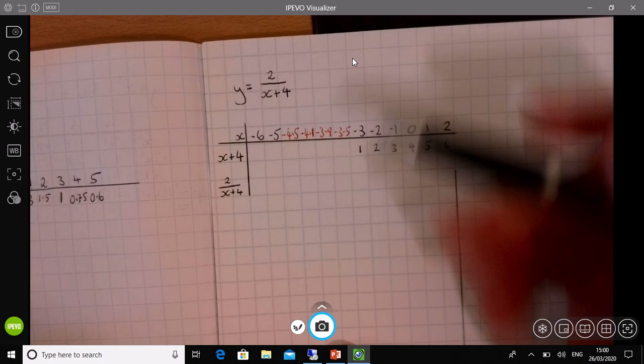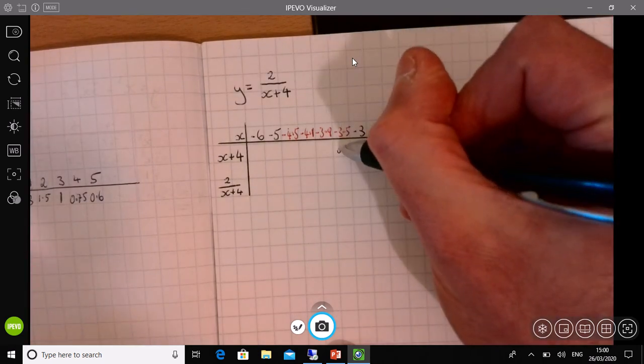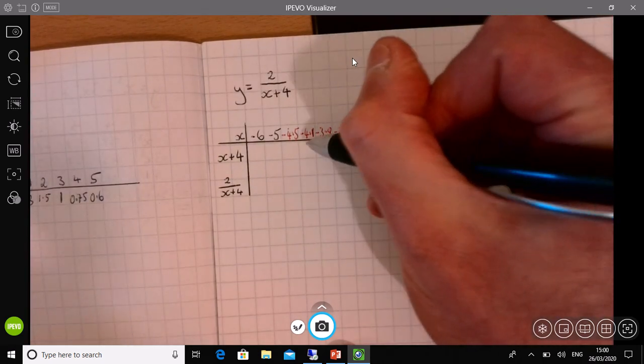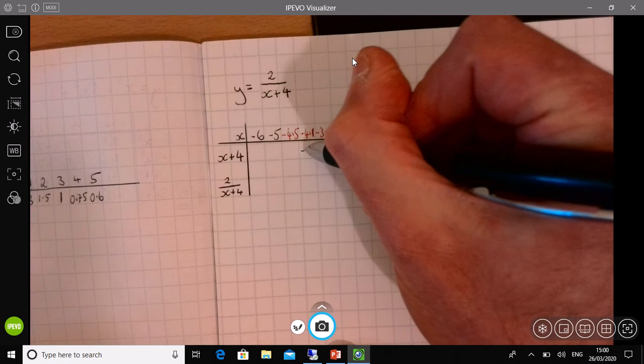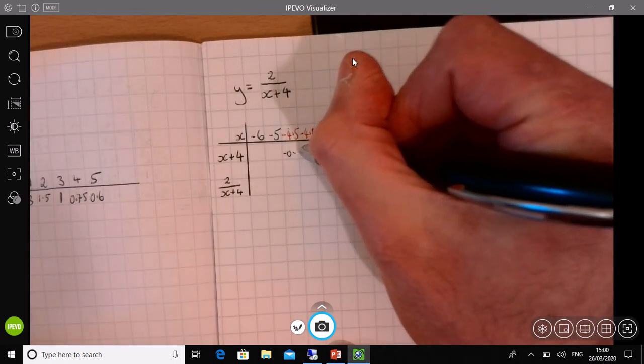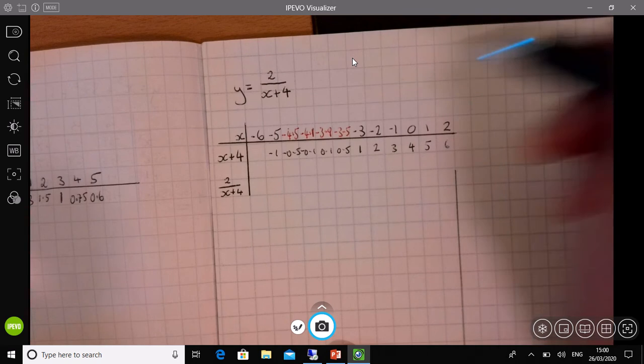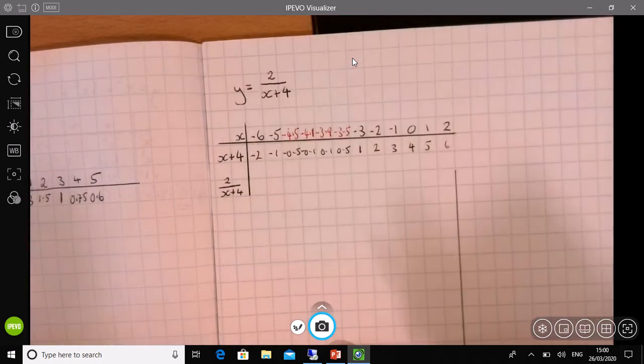So let's just put the other values in. If I add 4 to this, that's going to be 0.5, 0.1, minus 0.1, minus 0.5, minus 1 and minus 2.